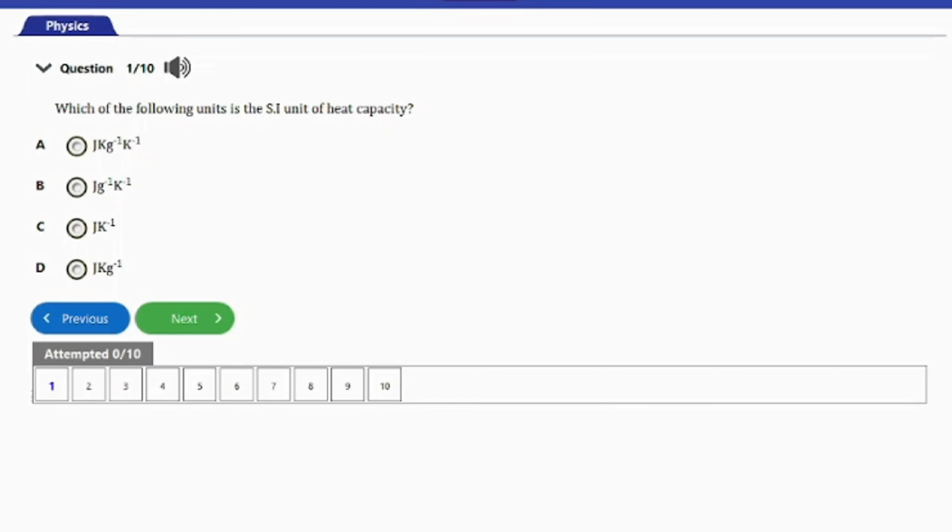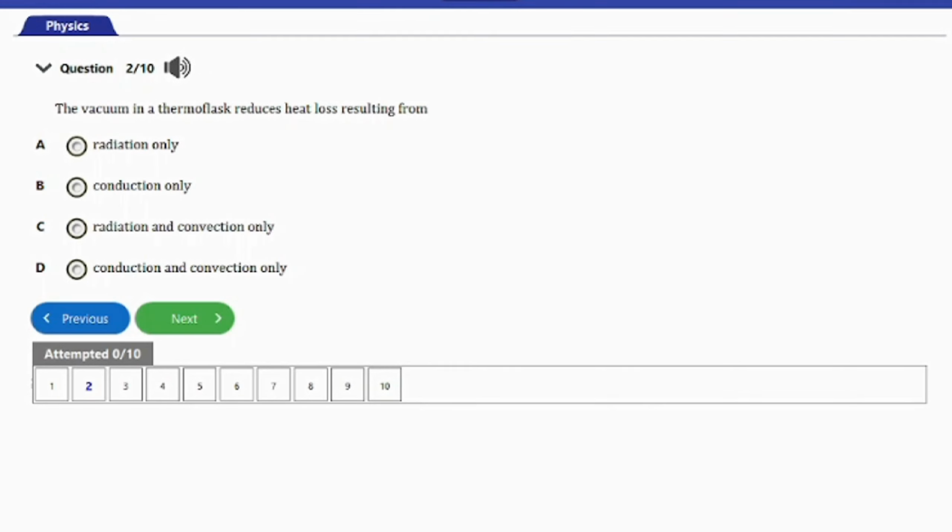here. It says, which of the following units is the SI unit of heat capacity? So we have A, joule per kilogram per Kelvin, B, joule per gram per Kelvin, C, joule per Kelvin, and D, joule per kilogram. So guys, the correct answer to this question is option C here. That's joule per Kelvin. So that's it for this question. Let's go ahead and consider the next question, guys. So that's question number 2 here.